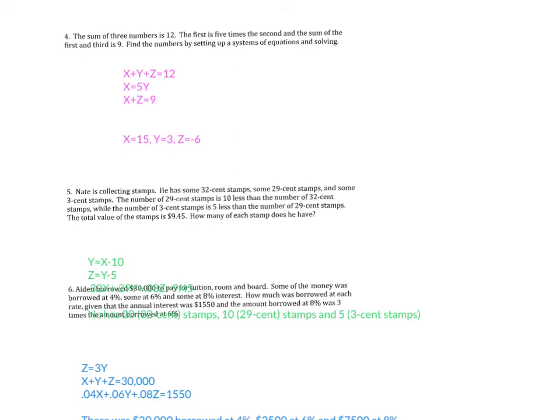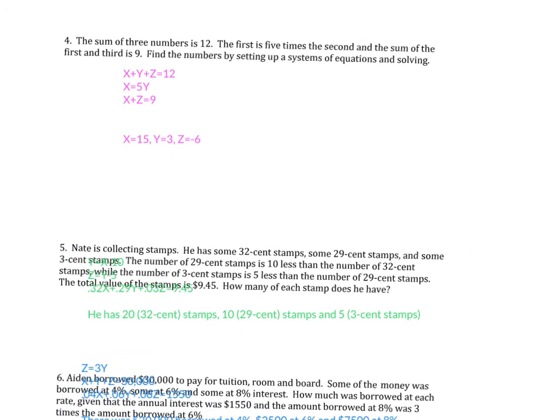All right, so if you try these questions first, what I did was write out the equations for them, and then I wrote the answers. So for the first one, you get X plus Y plus Z equals 12. Again, I chose X, Y, Z to be my numbers. For my second one, the first number is 5 times the second. So you can do literally X equals 5 times Y, and then the sum of the first and third is 9. So those were my 3 equations, and you should get 15, 3, and negative 6 for your numbers.